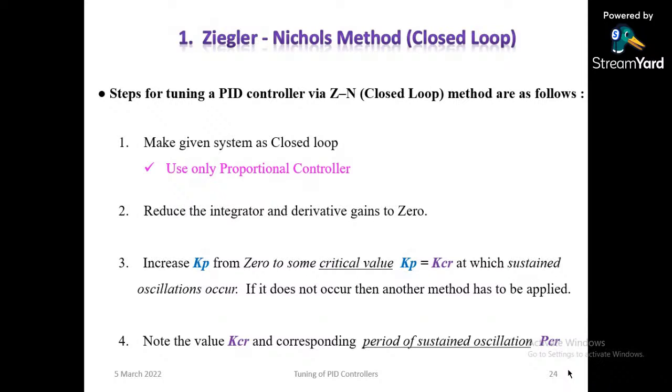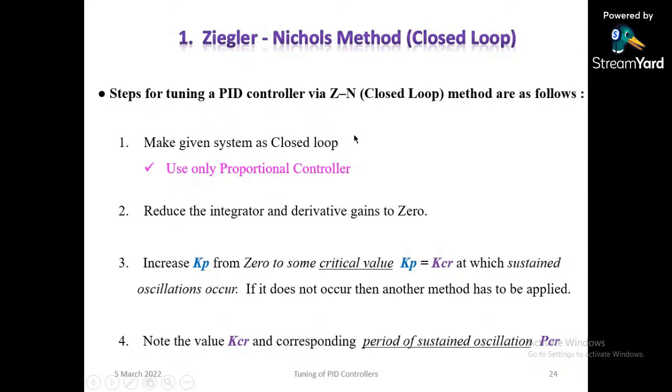In this method, they said to follow these steps, and you will come to know the values of proportional gain, integral gain, and derivative gain. Remember, tuning of a PID controller means calculating the exact values of Kp, Ki, and Kd. So the steps to tune the PID controller via the Ziegler-Nichols method are as follows.